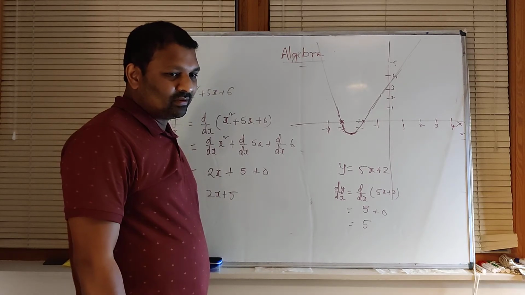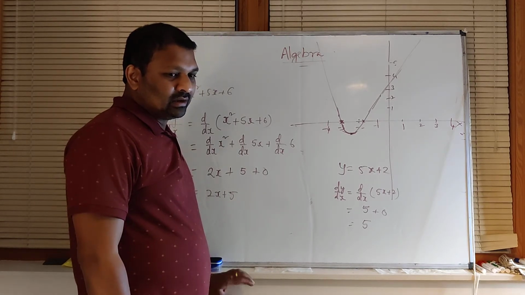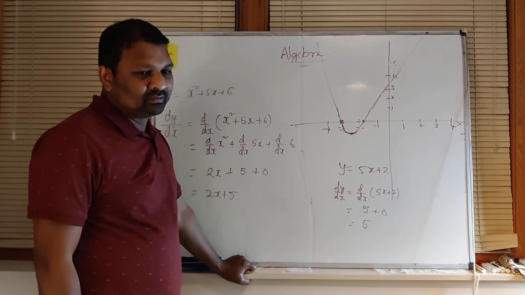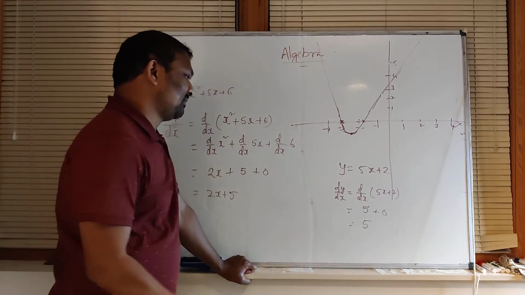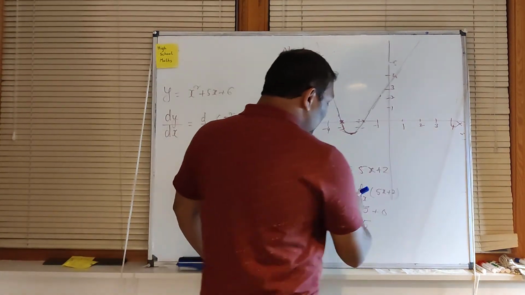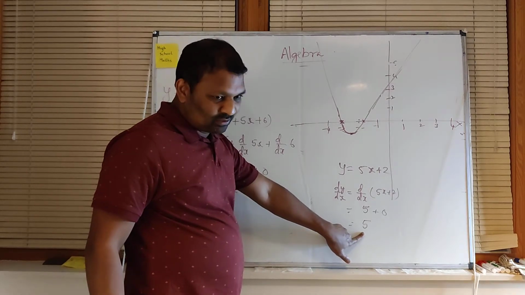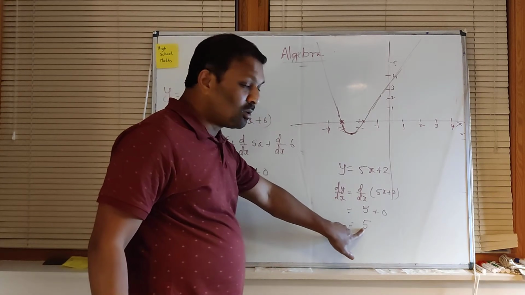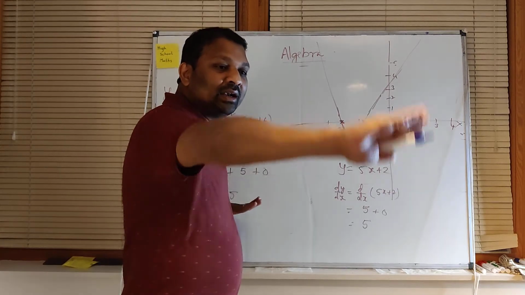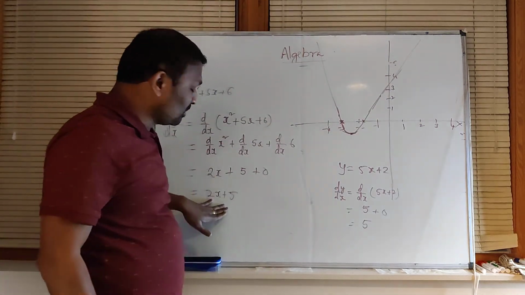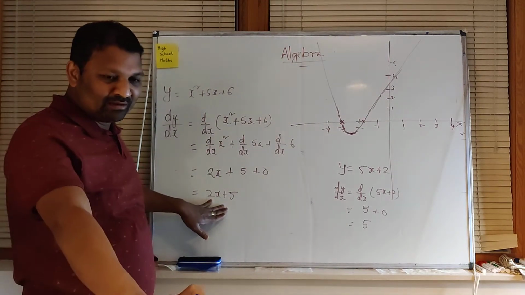What if it is like y equal to 5? Good question. You understand this one, right? There is no lowest point because the slope is a constant 5. But here the slope is not constant. I'll come to that.